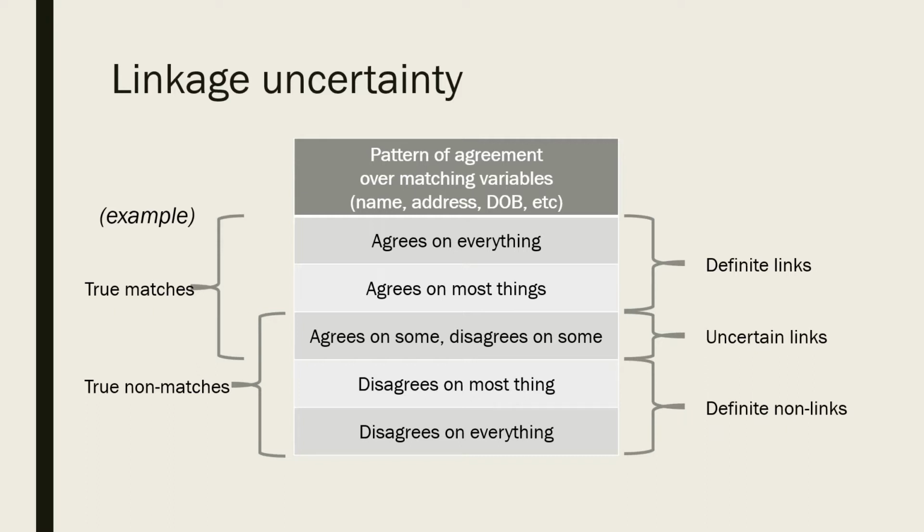Uncertainty arises mostly because of overlap in patterns of agreement, which are the main source of information that we have for distinguishing between matches and non-matches. Usually it's the case that for some patterns of agreement, some of the candidate links truly do relate to the same entity and some don't. And no amount of fancy analytics can remove this uncertainty. If we can't remove it, then what we really need to do is measure it. This is where probabilistic linkage comes in.